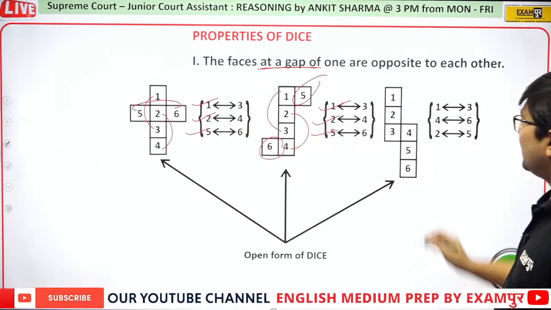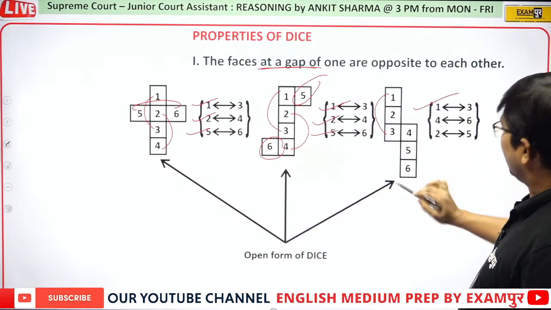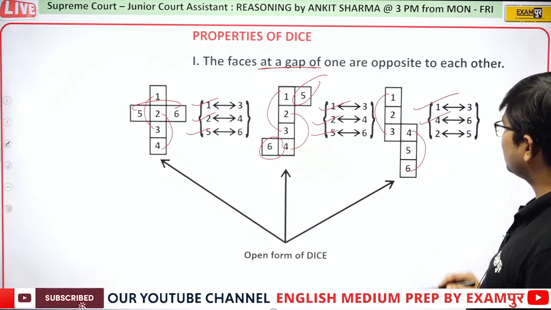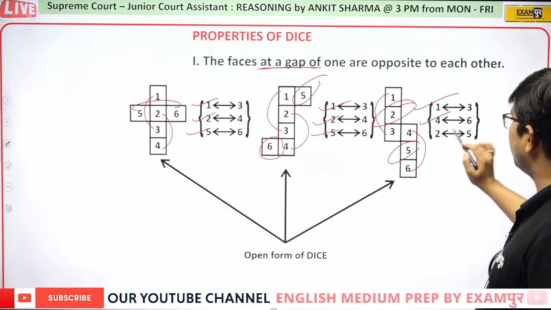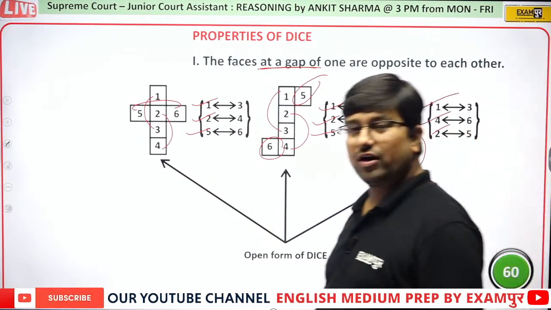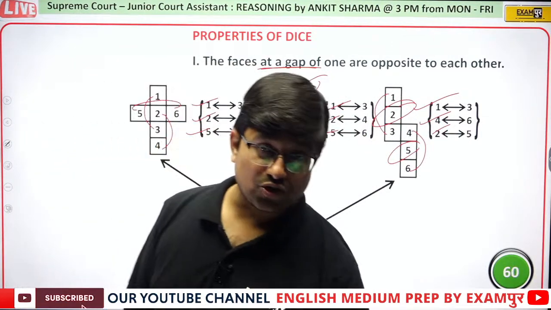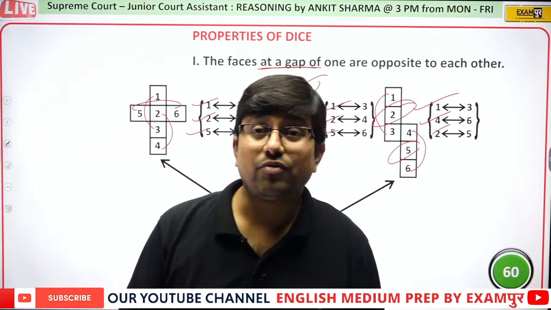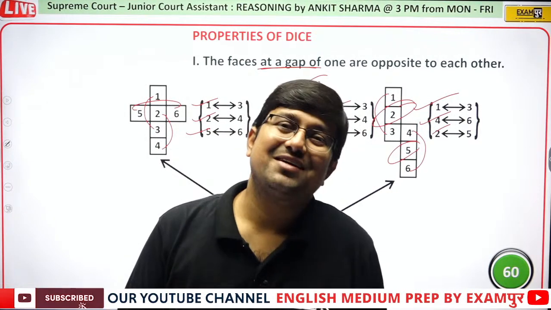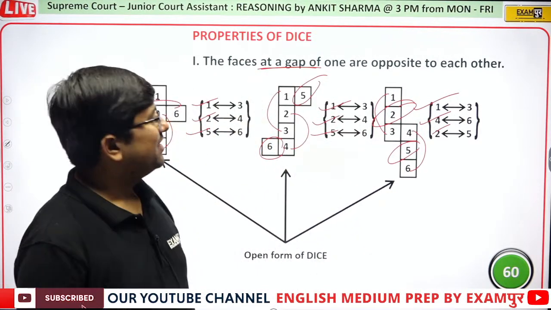Here also, at a gap of one face from 1 is 3, at a gap of one face from 4 is 6, so they are opposite. Now the ones who are left out will also be opposite. Okay, so I hope you all are getting this. This is the first property. This is the most crucial property related to the open form of dice. All right, getting it, everybody?